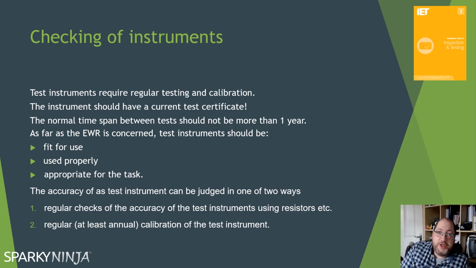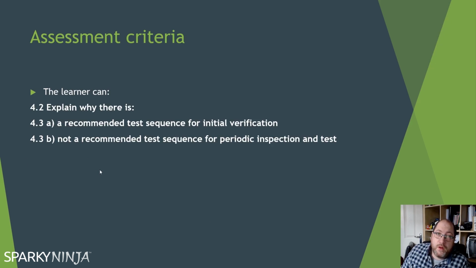The accuracy of the instruments can be judged in two ways, as we've just mentioned: the regular checks or the annual calibration. Okay. The learner can explain why there is a recommended test sequence for initial verification, but not really a recommended test sequence for periodic inspection and test. So this is where we have to understand the way that we approach the work in the two different areas.